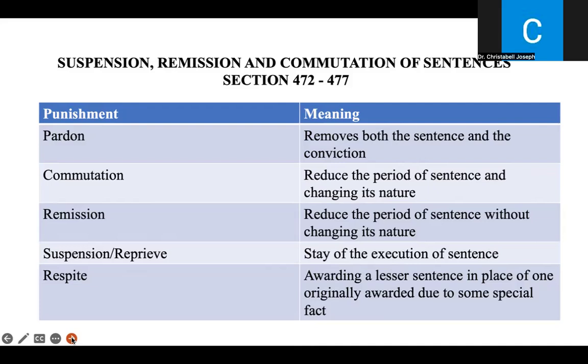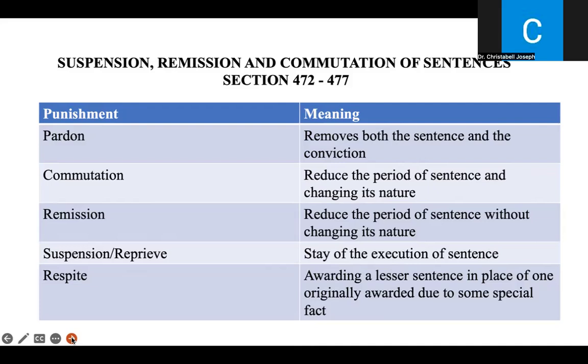Commutation reduces the period of sentence and changes its nature. For example, a death sentence can be commuted to life imprisonment. A rigorous imprisonment can be commuted to simple imprisonment. And a simple imprisonment sentence can be commuted to fine. Then the next term is remission.